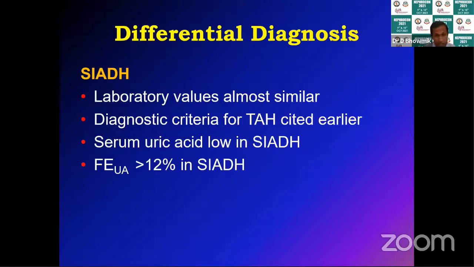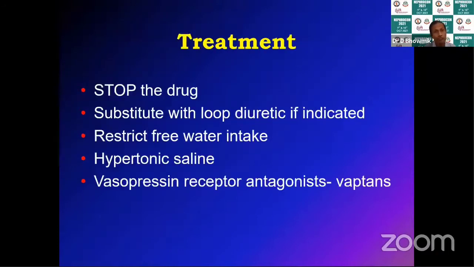So, this is one complication which one must remember because thiazides are very extensively used. We all know about the other complications, but this is one important complication which I thought we must highlight. So, how do you treat it? You stop the drug. Obviously, you have to have a high index of suspicion. Substitute a loop diuretic if it is still indicated. Restrict free water intake. Give hypotonic saline very carefully. And then give vaptans very, very carefully, as Dr. Ajay Kher discussed this morning. That is very dangerous because it can actually cause an overshoot of increase in sodium. So one has to use vaptans very, very carefully.